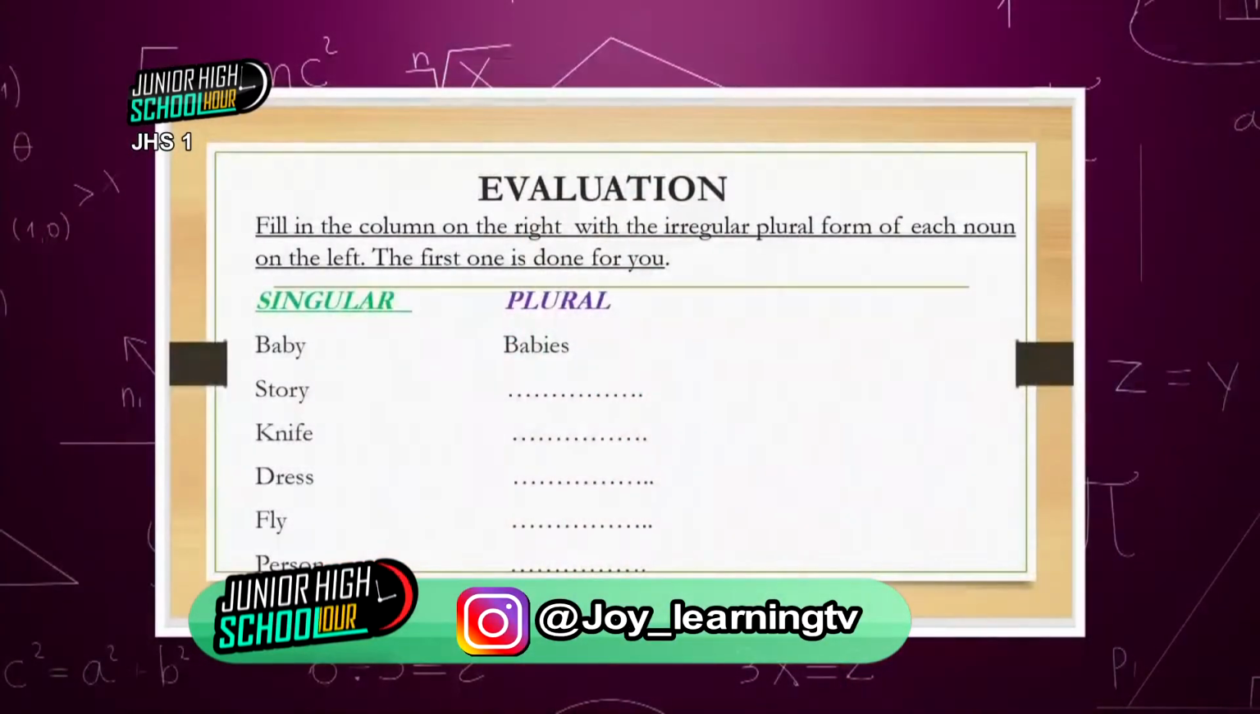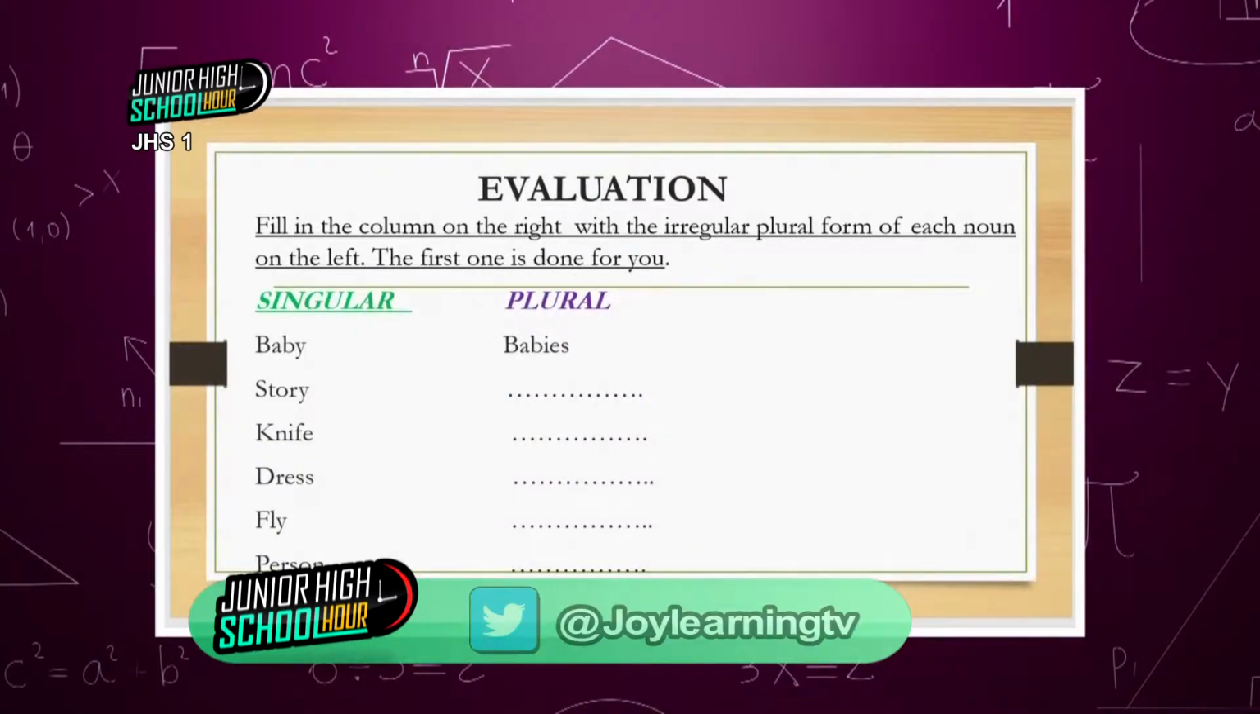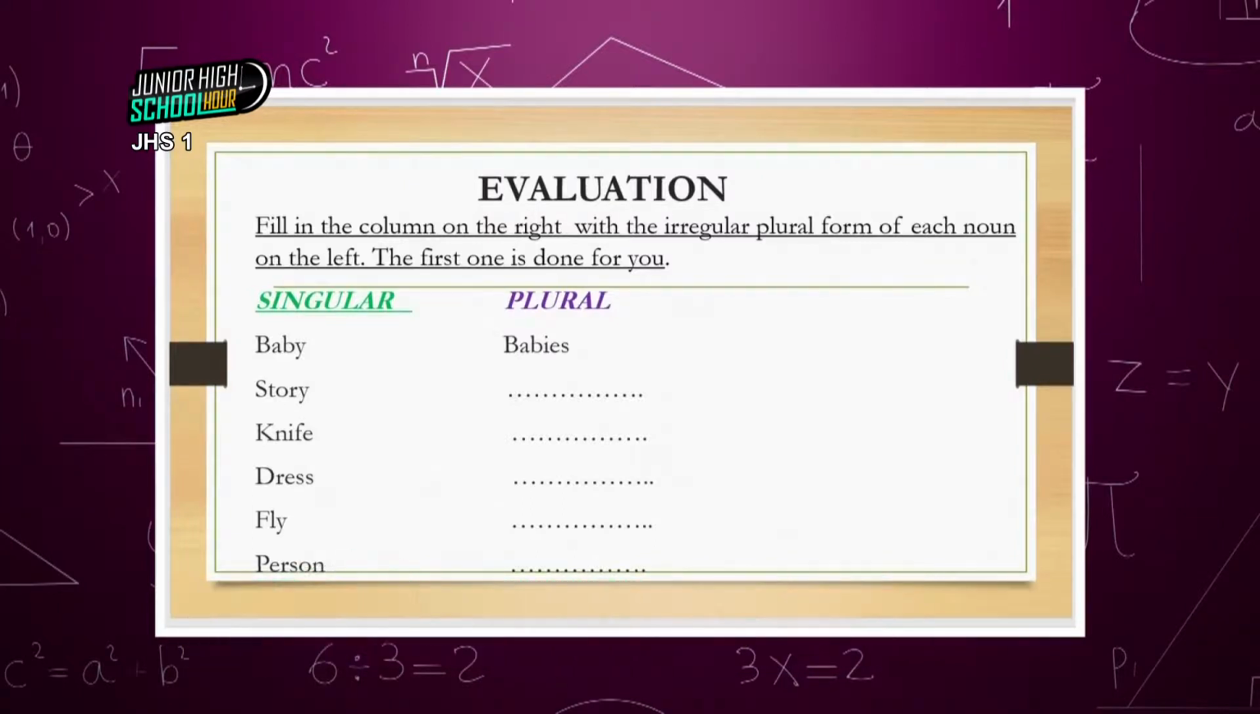Okay, I have done just one and then I'll leave you to do the rest, because I see it to be very, very simple. All right, so you fill in the column on the right with the irregular plural form of each noun on the left. So you look at the ones on the left, the singular, then you provide the plural form for me. And the first one is done for you. So I have baby as a singular, and then plural, I give you babies.